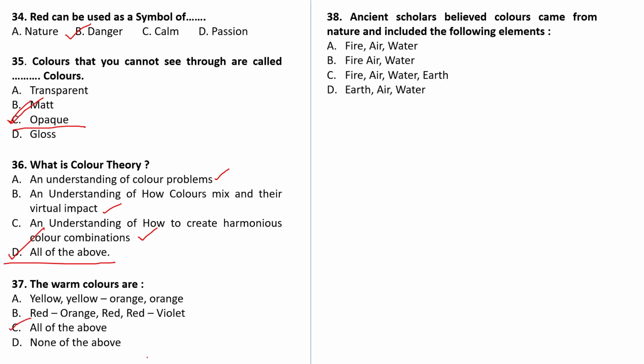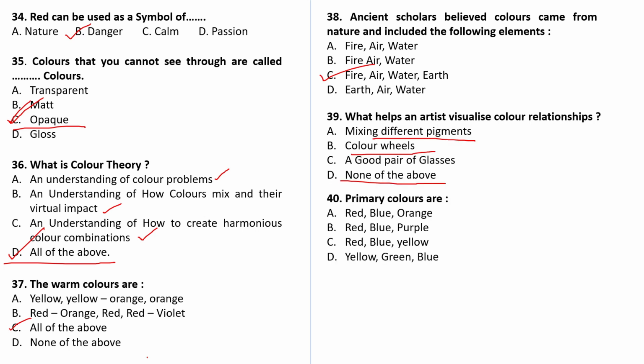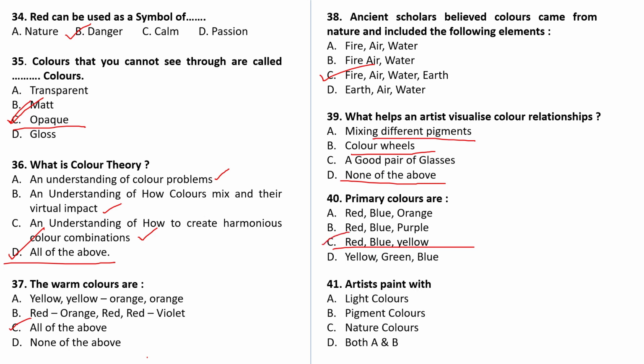Ancient scholars believed colors came from nature and included the following elements. What do you think, which elements would be there? So C is the correct answer: fire, air, water, earth. Primary colors are red, blue, yellow. So C is the answer.